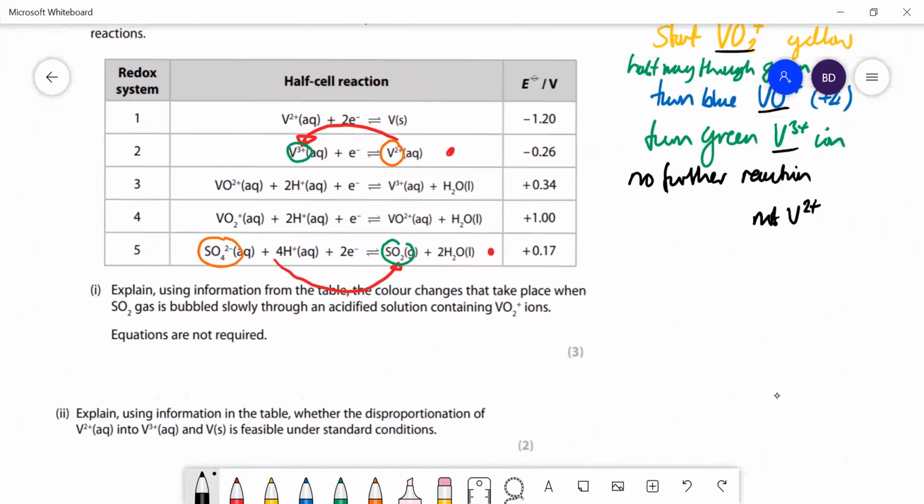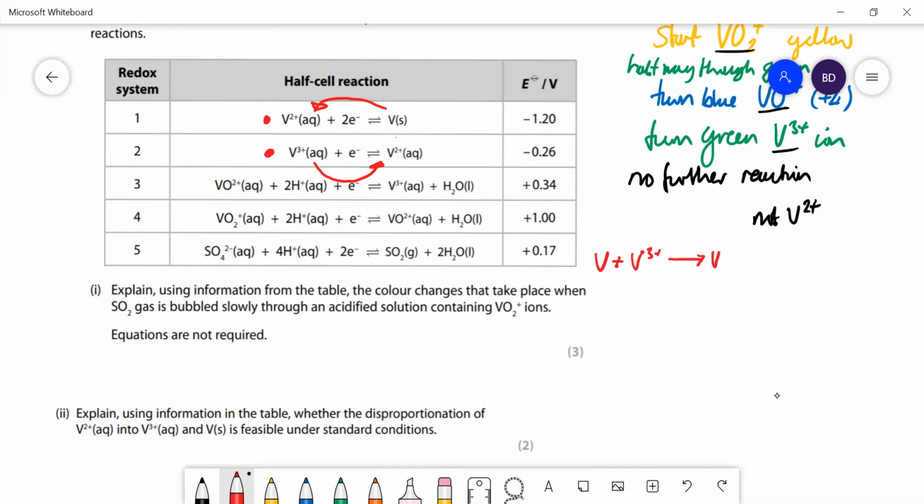Okay, use the information to decide whether the disproportionation of V2+ into V3+ and vanadium metal is feasible under standard conditions. Right, let's have a look at the two half equations we need there then. So we're looking at the two half equations with V2+ in. So we want this one and this one. Which is the most negative of these? Well, it is the top one. So that is the best at pushing away electrons. So vanadium metal will go that way. And this is the most positive, so that will take in electrons. So the answer to this question is vanadium will react. We expect it to react with V3+ to form 2V2+.